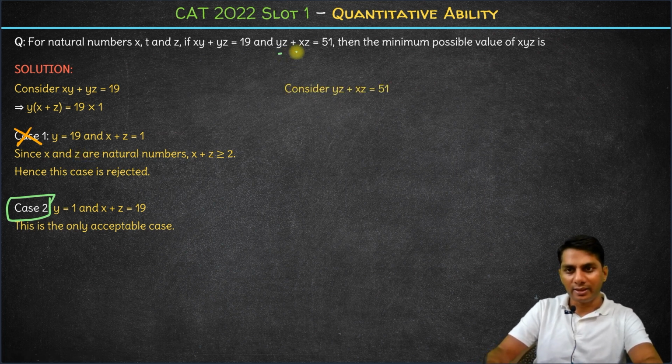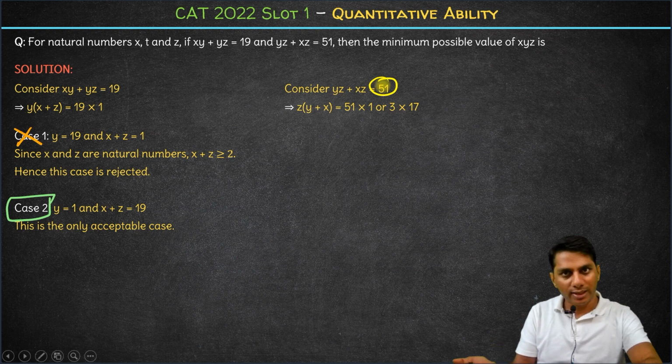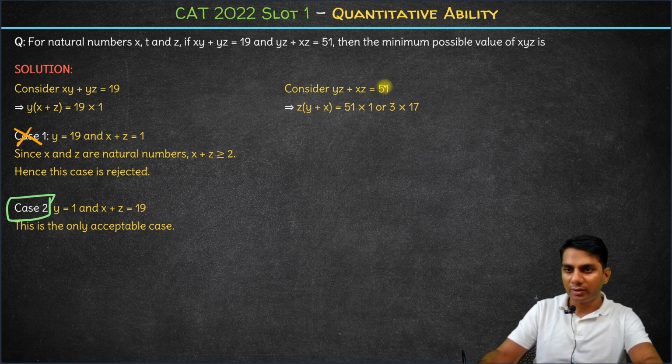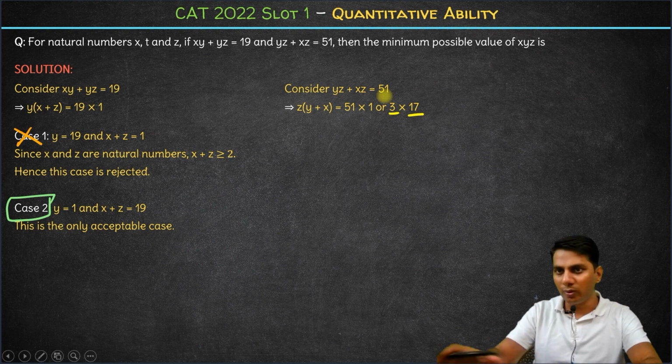Now let's consider the second equation: yz plus xz is 51. Again we can take z common from here. So we have z into y plus x is 51. So again this is written as a product of two natural numbers, so we'll have to write 51 as a product of two natural numbers. Now 51 is not a prime number. So how can you write 51 as a product of two natural numbers? There are two ways. One is obviously 51 into 1, the number itself, and the other is 3 into 17. Now 3 and 17 are both prime numbers. So these are the only two possibilities, there is no other possibility.